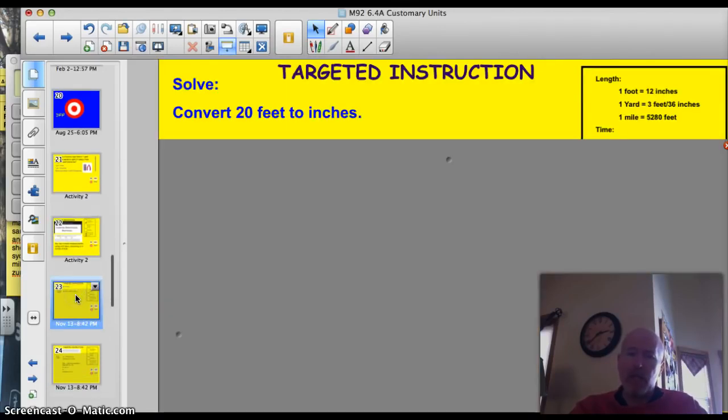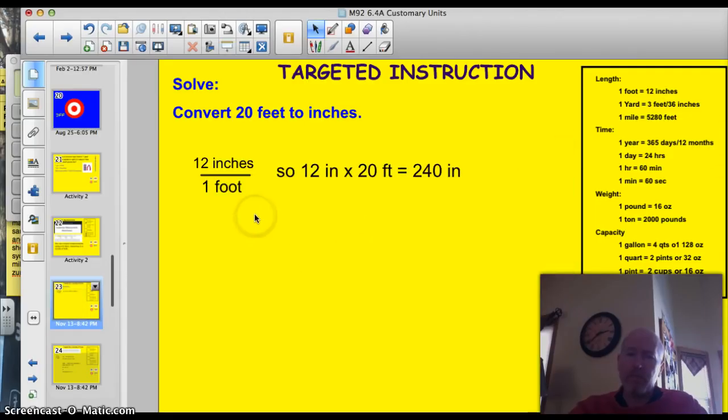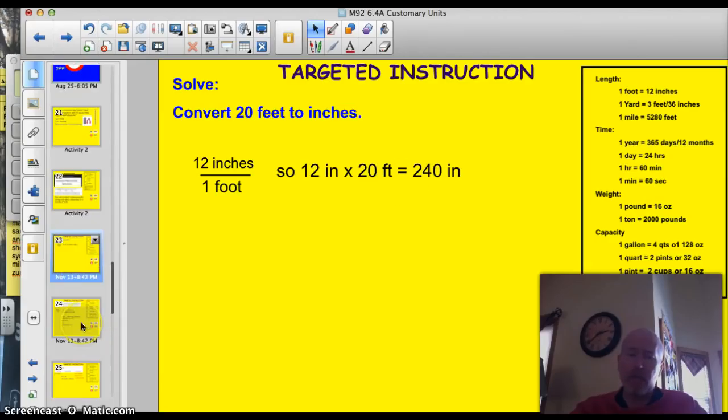Let's take a look at a couple of problems tonight. I'd like you to convert 20 feet to inches. I'm just going to have you start off by doing a problem instead of me showing you how. Go ahead, I'll uncover the chart there. Give it a shot. Let's see how you did. Well, we know that 12 inches is 1 foot, so 12 inches times 20 feet would be 240 inches. Not tough, huh? I thought you could handle that one.